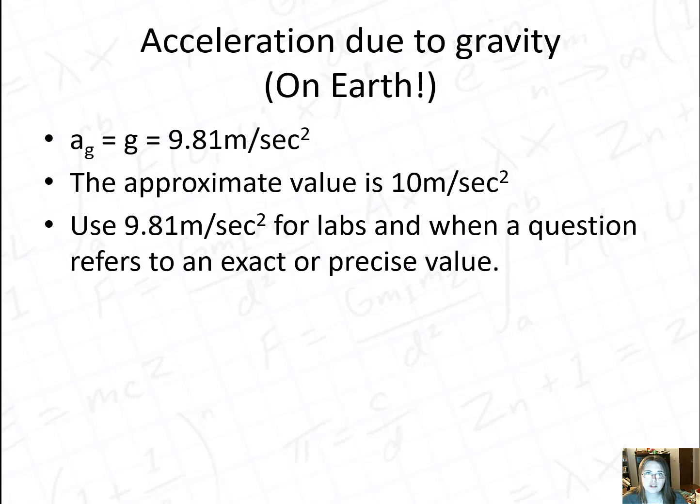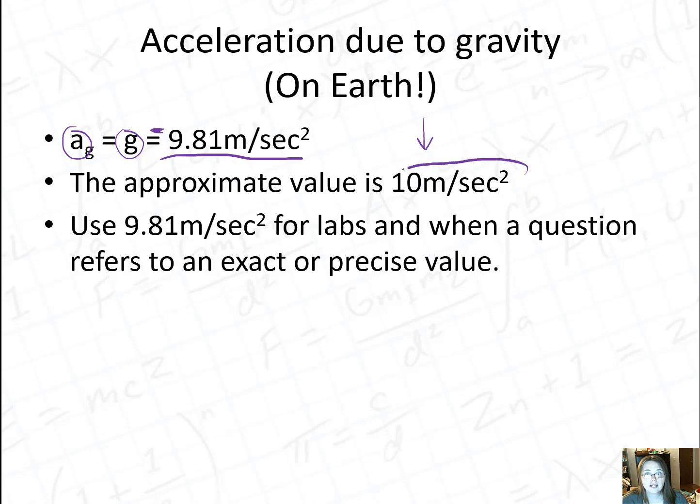So the acceleration due to gravity, this is related to the force of gravity acting on an object, and we will be talking about the actual force of gravity a little later, but for right now, you just need to know the acceleration due to gravity. And that is named g, called lowercase g, and it is a negative 9.81 meters per second squared. Negative because it's going down, because you're dropping something. The approximate value is 10 meters per second squared.